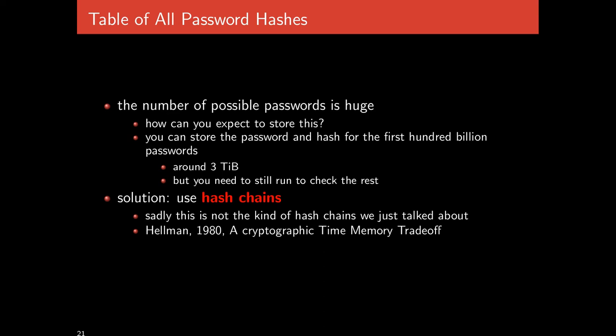Now, this was known as hash chains, and it's not the type of hash chains that we just talked about. It's a different definition of hash chains. And this comes from 1980. So, as a historical note, we have to imagine that at this time, 3 terabytes of passwords for the first 100 billion would not even have been something you could imagine having on your personal computer; it would be outside the realm of what would be imaginable for anything other than a high-powered computer center. So in their paper, A Cryptographic Time-Memory Trade-Off, they came up with an approach that allowed you to store, in a sense, more hashed password information without having to store every single password in this table.